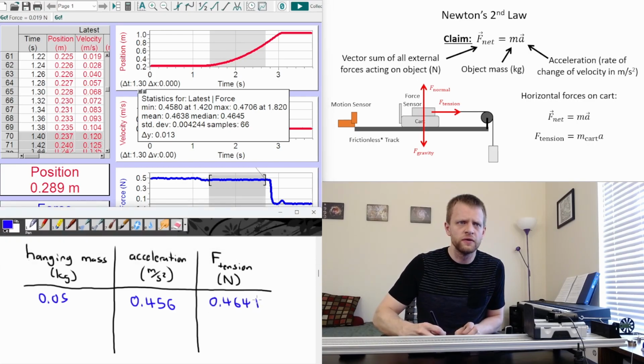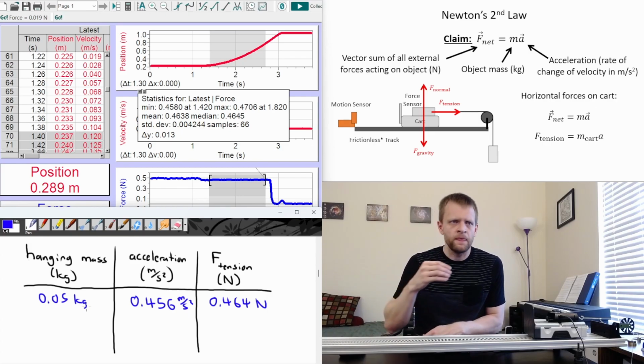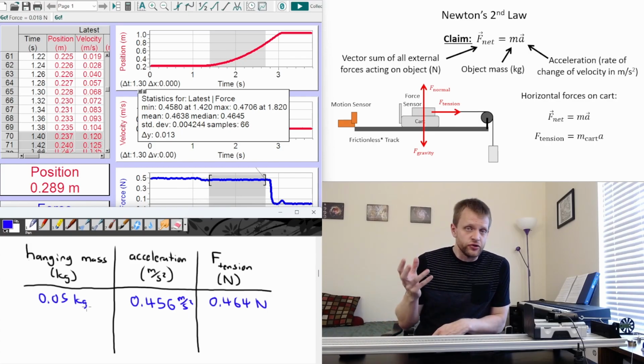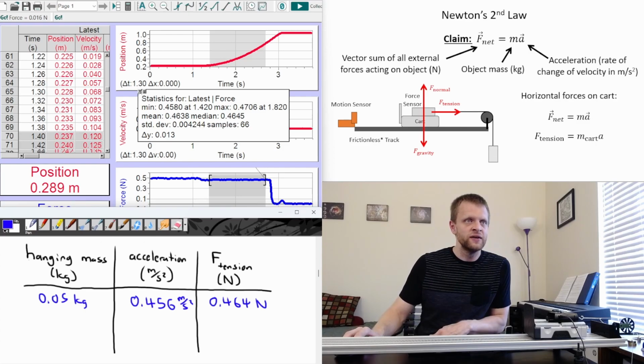0.464 newtons. This would be meters per second squared. Might as well put all the units in. Again, there's always going to be a certain amount of measurement noise, but by taking this whole data set, we're looking at 66 different samples. So a lot of that random noise should be canceling out. Again, you might want to have a look at the scientific critical thinking video on random versus systematic errors. We're going to be expanding on some of those ideas in this video.